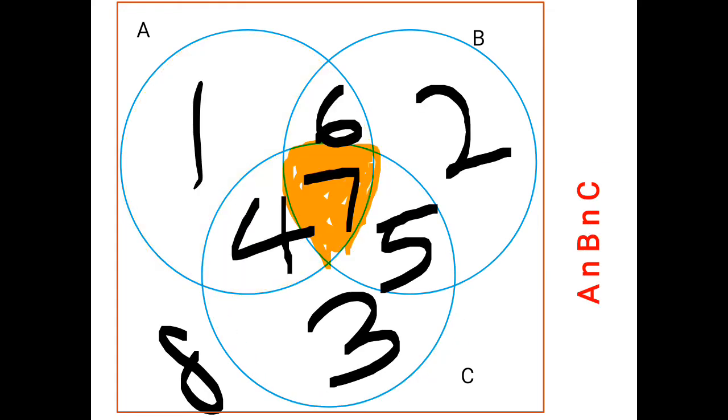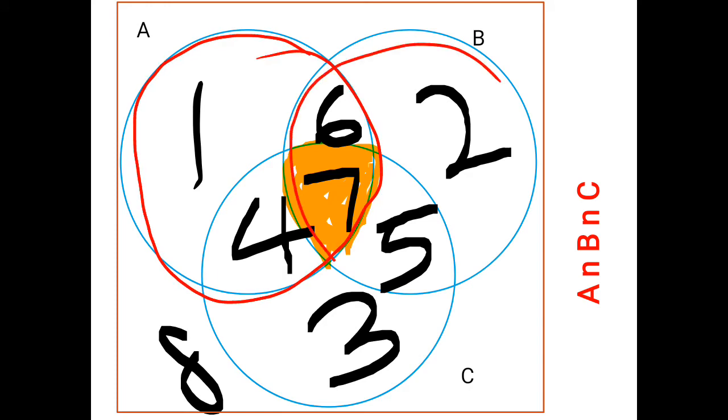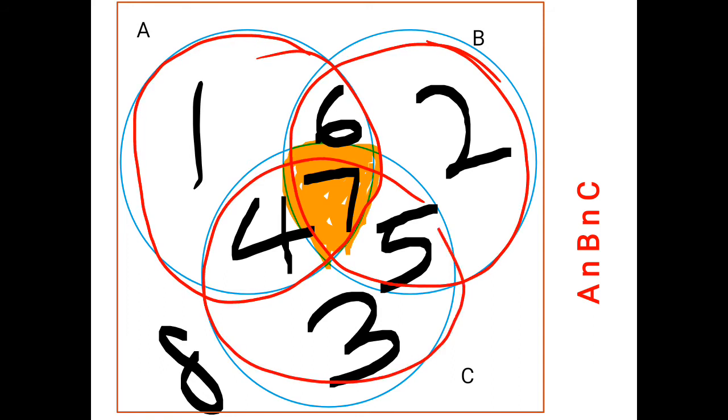Okay. Then let's look at where I have shaded again. Region 7. When we look at region 7 well, it is found in all 3 circles. It is found in circle A. It is found in circle B. And at the same time, it is found in circle C. We have already learnt in 2 sets that the part that is found in both circles is called both A and B.